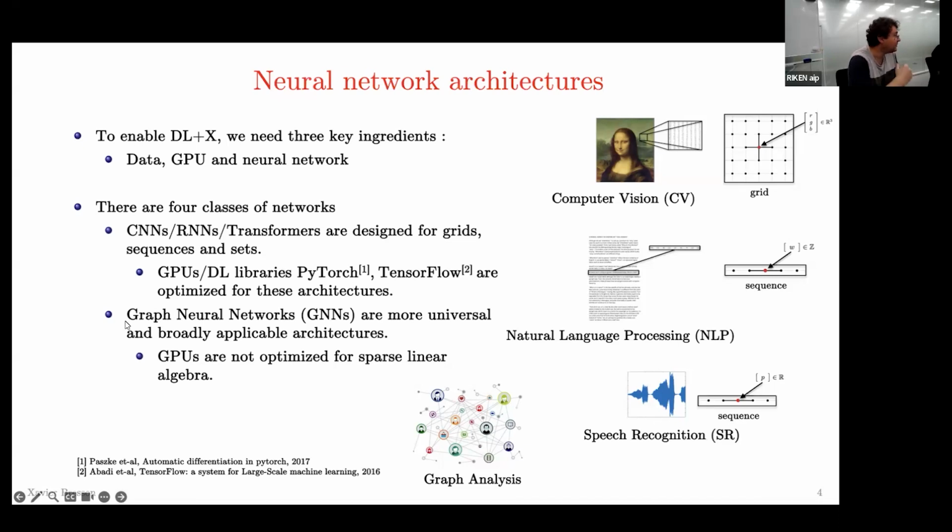The fourth class that has been developed is graph neural networks. It's more universal. It's a way to generalize to actually any data domain, so it can be applied to more diverse applications. The problem with this is that we are not GPU friendly, because all our computations are sparse linear algebra, and we don't have any GPU developed for that. So this is actually slower than the other techniques.